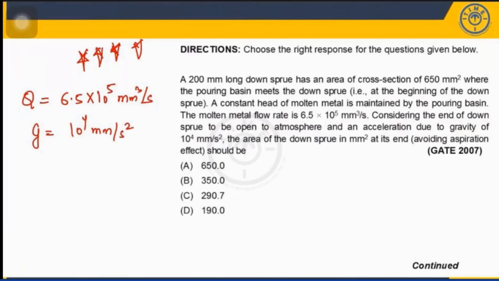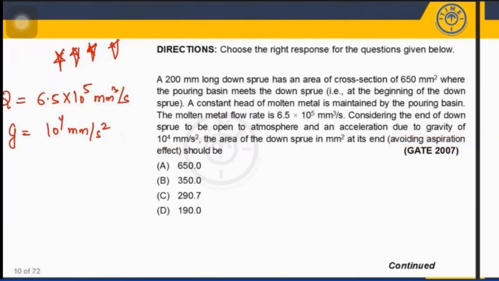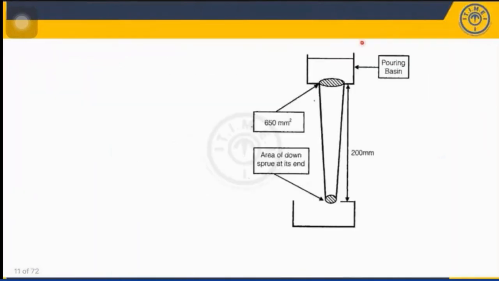So it is mentioned to avoid the air aspiration effect. First of all, you should understand what we mean by the air aspiration effect. What is happening actually when you are pouring the liquid molten metal through the pouring basin into the sprue? If you make the sprue straight like this, then what will happen? The air will get trapped because the pressure at this point will be negative. That's why we make the sprue in the form of a tapered section.